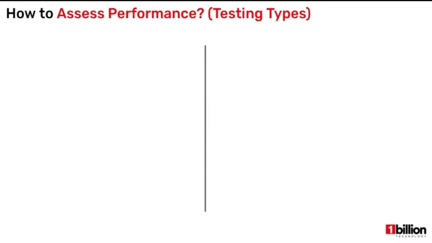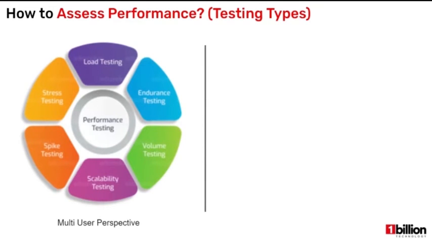So how to assess performance then? Testing types. We need to test that, right? From the backend perspective, we call it the multi-user perspective, and in it we have several testing types. The first one is load testing, which is testing the intended load. For example, in the SLA, the service level agreement, they say 1000 concurrent users, and we can test whether it's okay. And then stress testing.